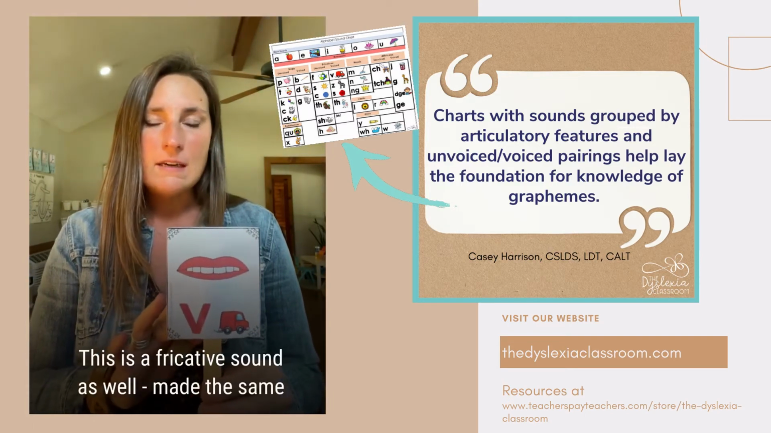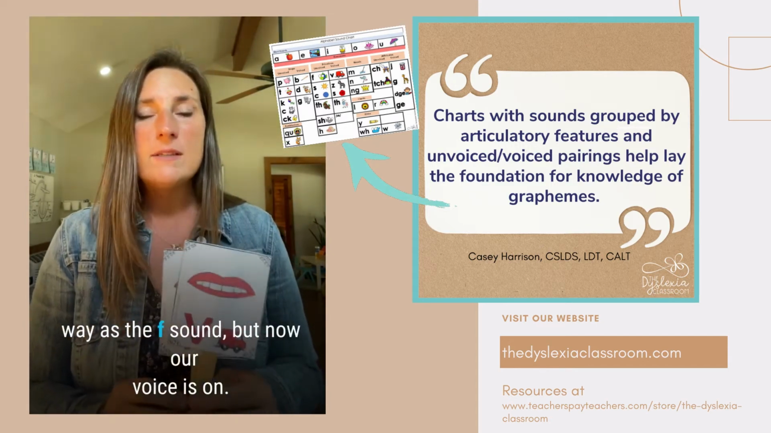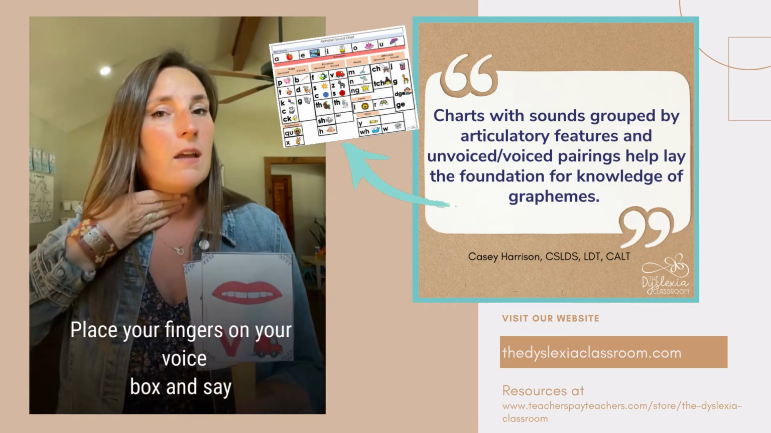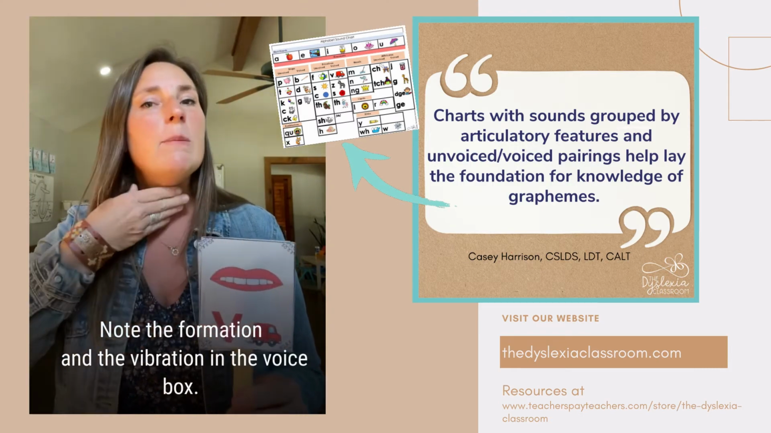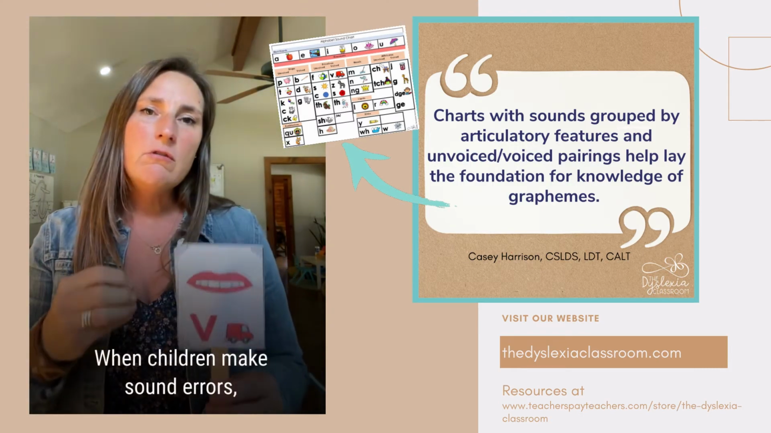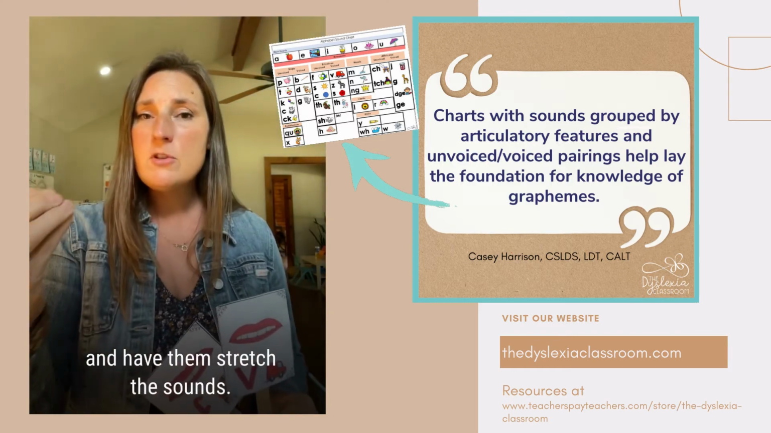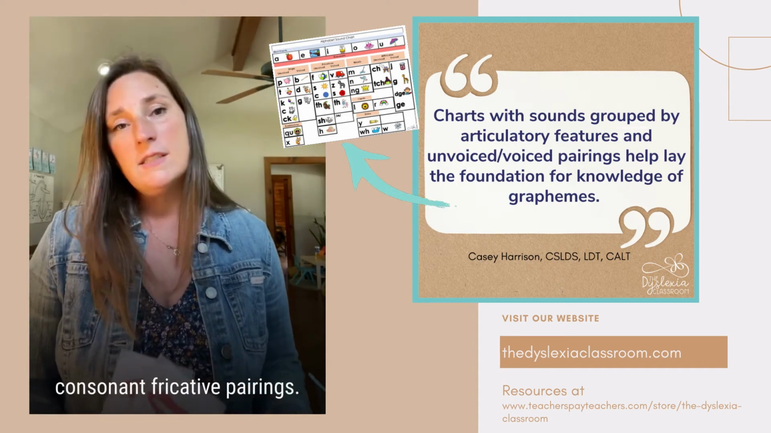This is a fricative sound as well. It's made the same way as our f sound, but now our voice is on. We're going to place our fingers on our voice box. We can say v. You're going to note the formation in the mouth, the vibration on our voice box, and when children make those sound errors, you're going to return to the mouth formation and have them stretch out that sound. So let's go through all of the unvoiced and voiced consonant fricative pairings.